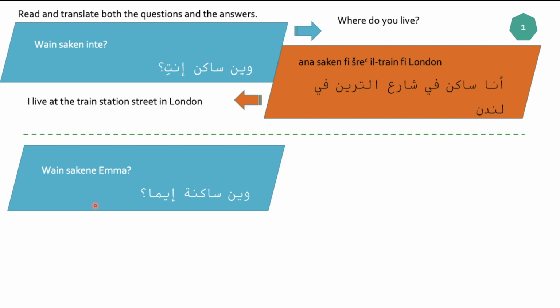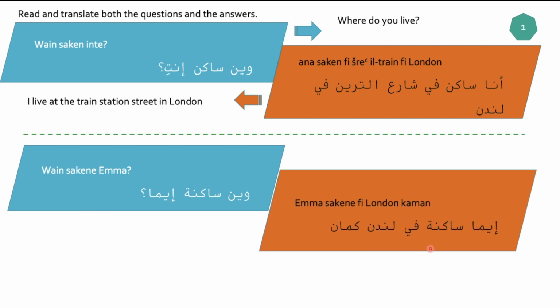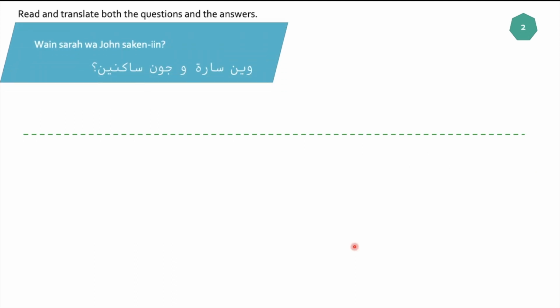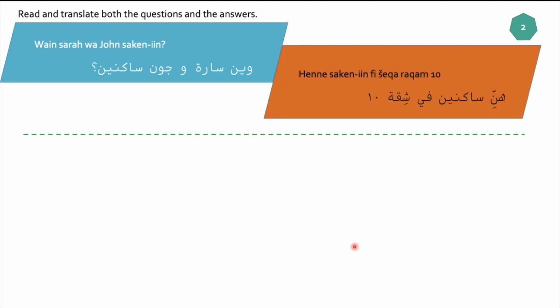وين ساكنة إما؟ إما ساكنة في لندن كمان. And the translation is, where does Emma live? Emma lives in London as well. وين سارة وجون ساكنين؟ هن ساكنين في شقة 10. Where does Sarah and John live? They live in flat number 10.